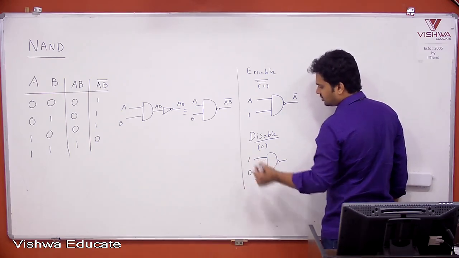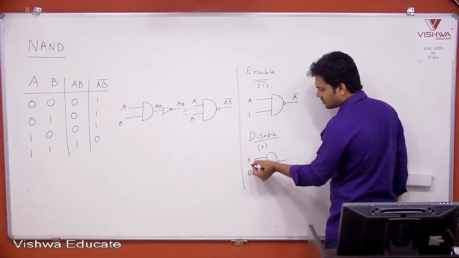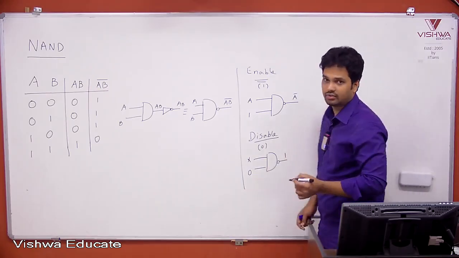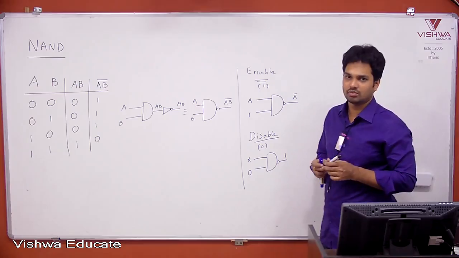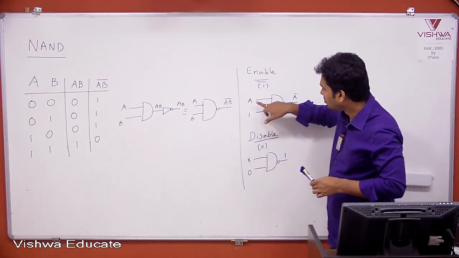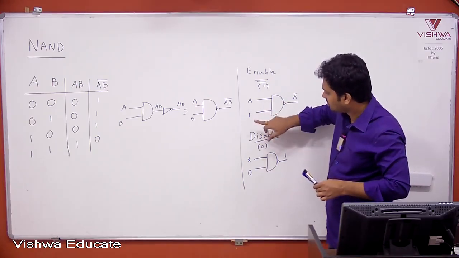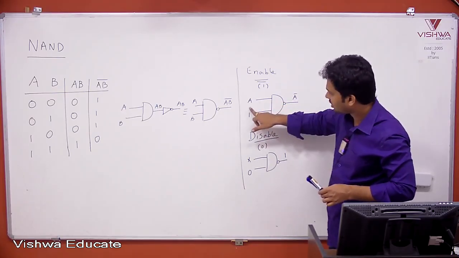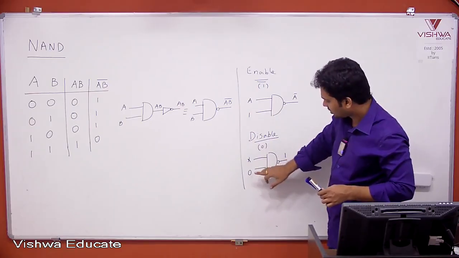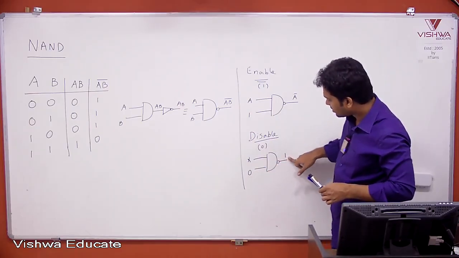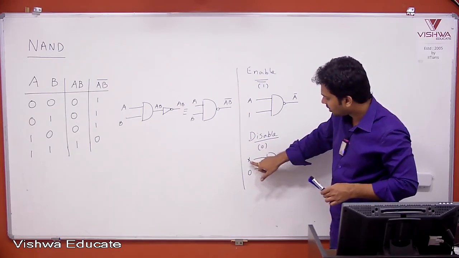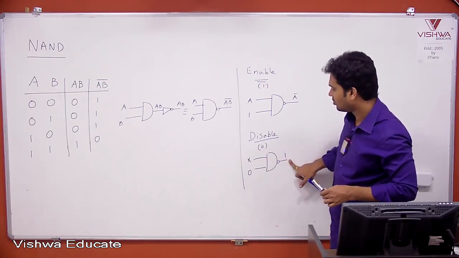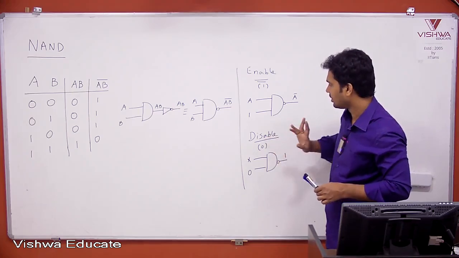One of the inputs is 0. 0 into anything is 0. Whole bar is 1. You can understand, already we discussed the enable and disable concepts in the AND gate also. Here the output depends on the other input. When one of the inputs is 1, your output depends on the other input. When one of the inputs is 0, the output is constant, or independent of the other input. The other input can be anything, you are getting the same output. Then it is called the disable condition.